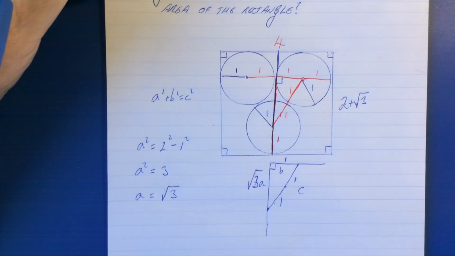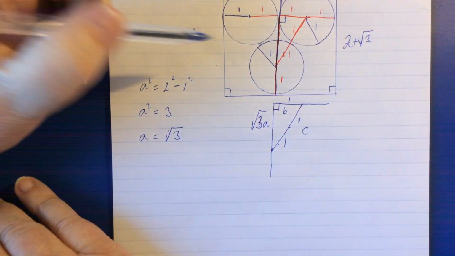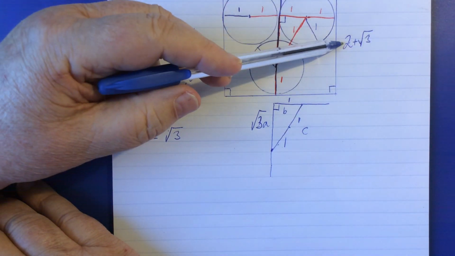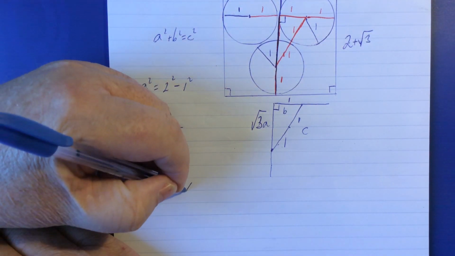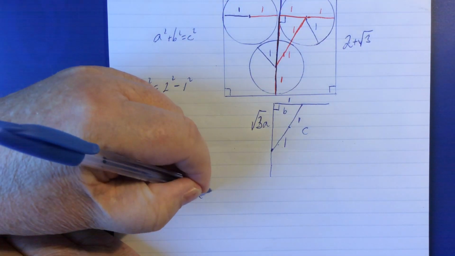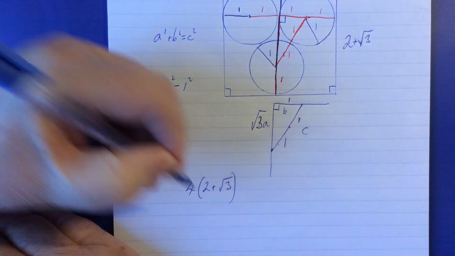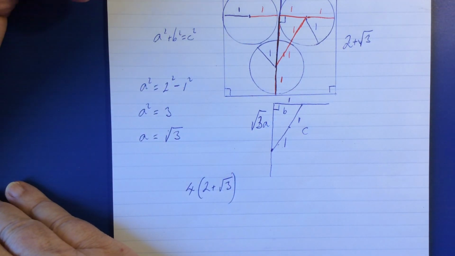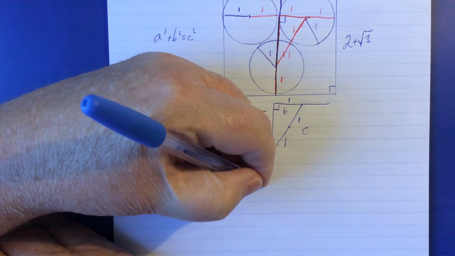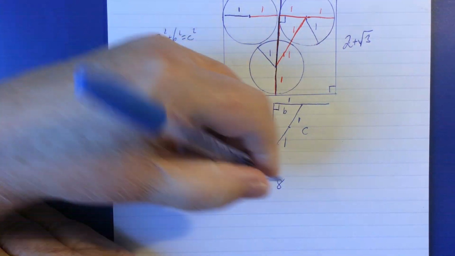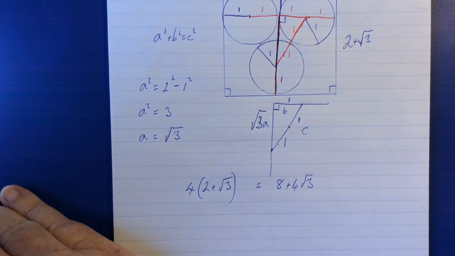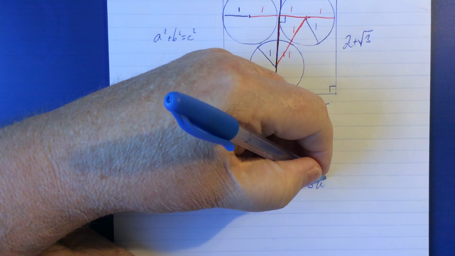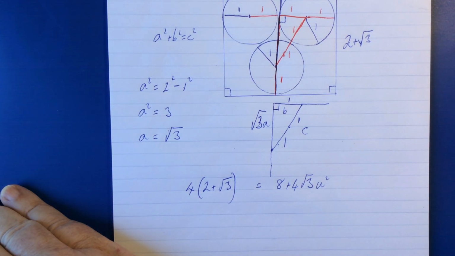Now, what was it we were looking for? Area. Well, it is that times that. 4 times 2 plus the square root of 3. You could write it like that. That's perfectly acceptable. 4 2s are 8, and 4 root 3 if you want to expand that. That is our area, and that is how you go about solving this problem.